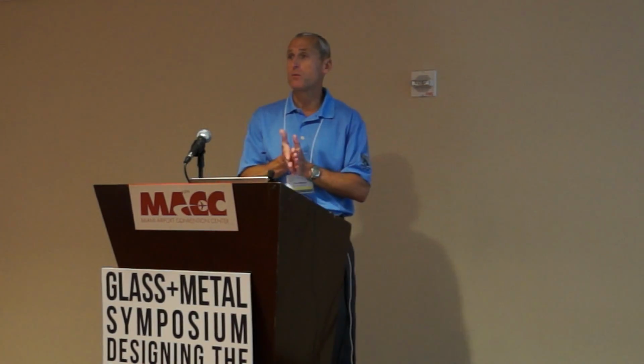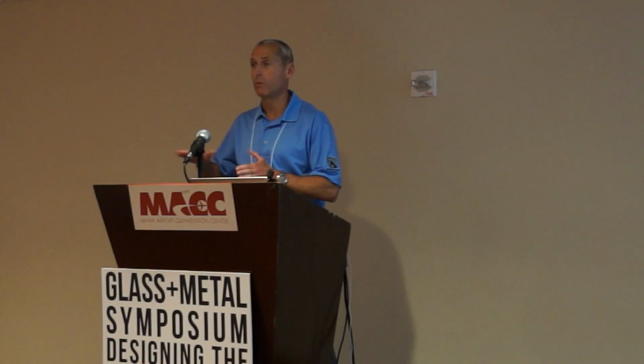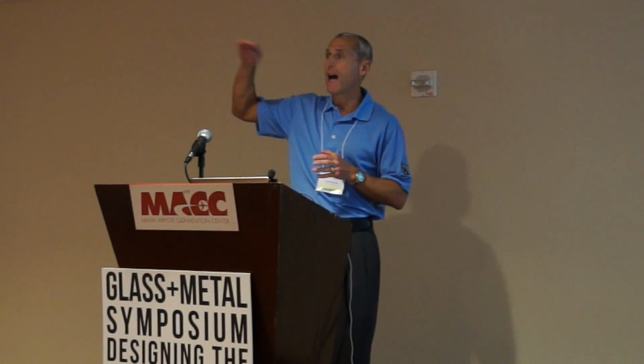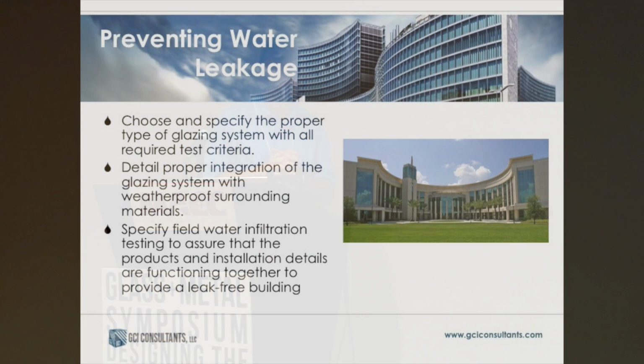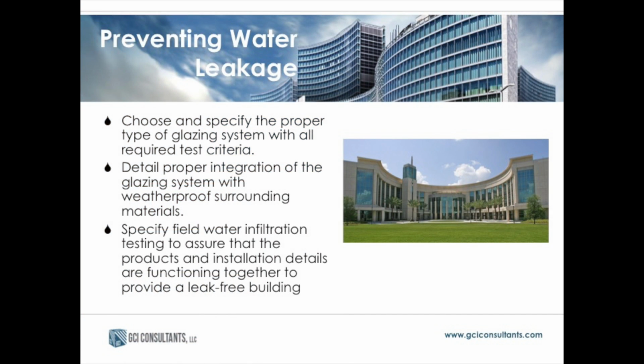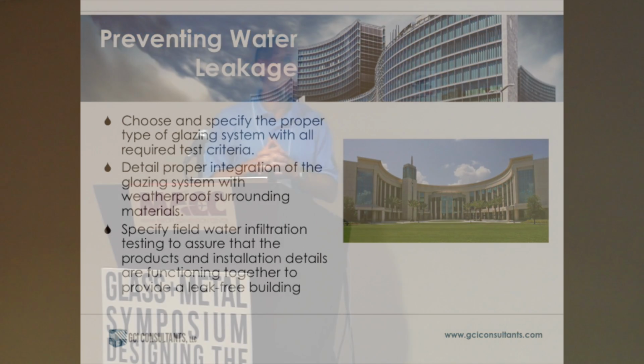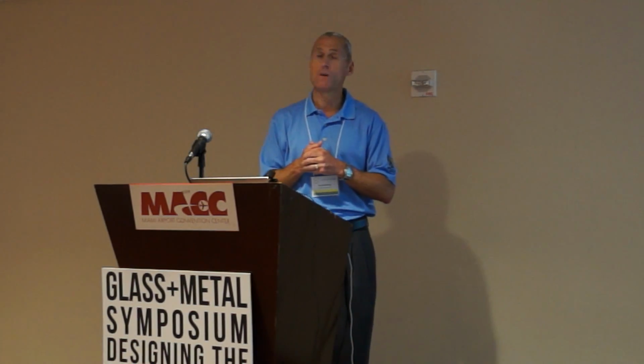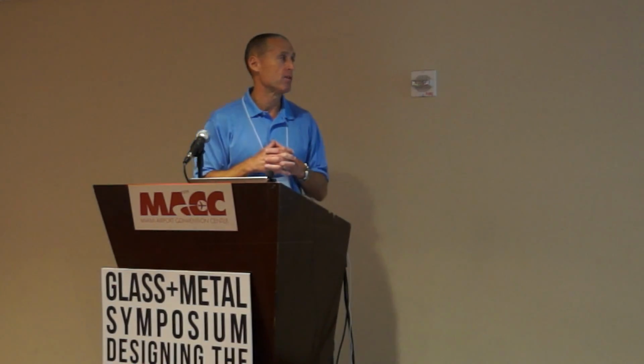We've got to choose and specify the proper type of system that meets the test criteria that we have, either those required by the code down here or something higher that we've specified based upon our project location and climate. We're going to detail proper integration of the glazing system with the materials around it, and then, in my opinion, and what we do all the time, is specify field water infiltration testing like the demonstration we're going to see outside. Because the field testing can test the system as it's installed on the job and how it integrates with everything around it.